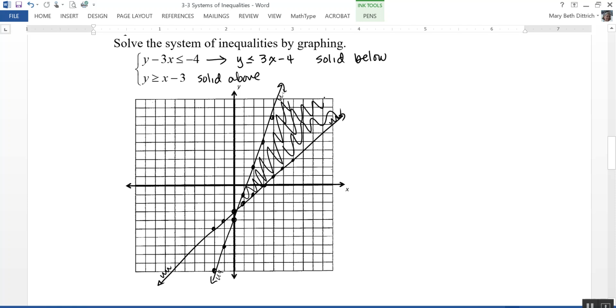So what does that mean? Every point in there, not like our previous example where we were only looking for whole numbers, but actually every fraction, every decimal in there, are ordered pairs that will work in both of those inequalities.